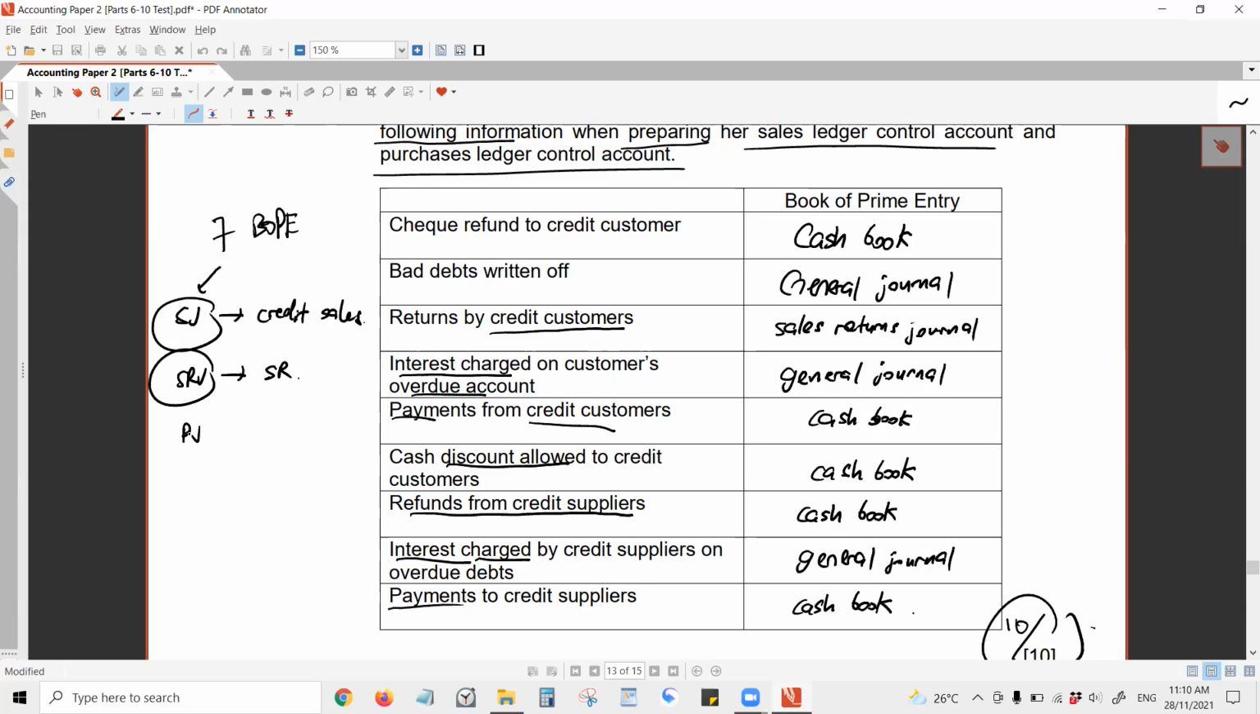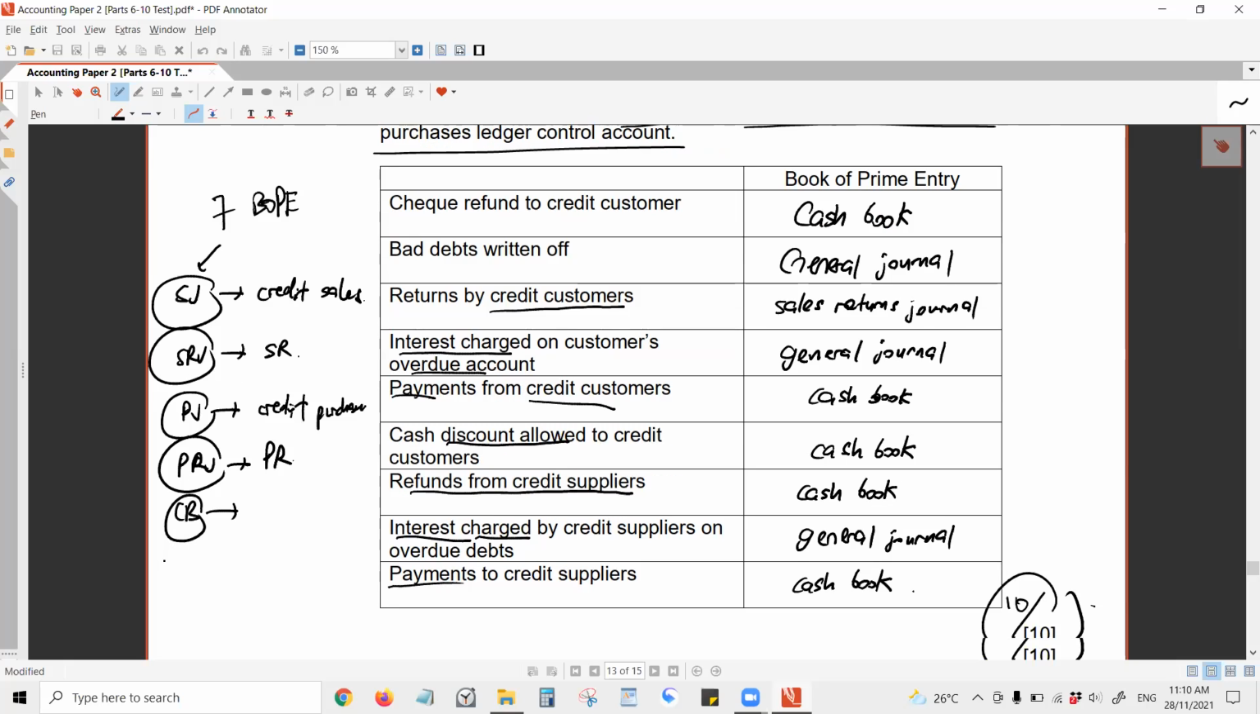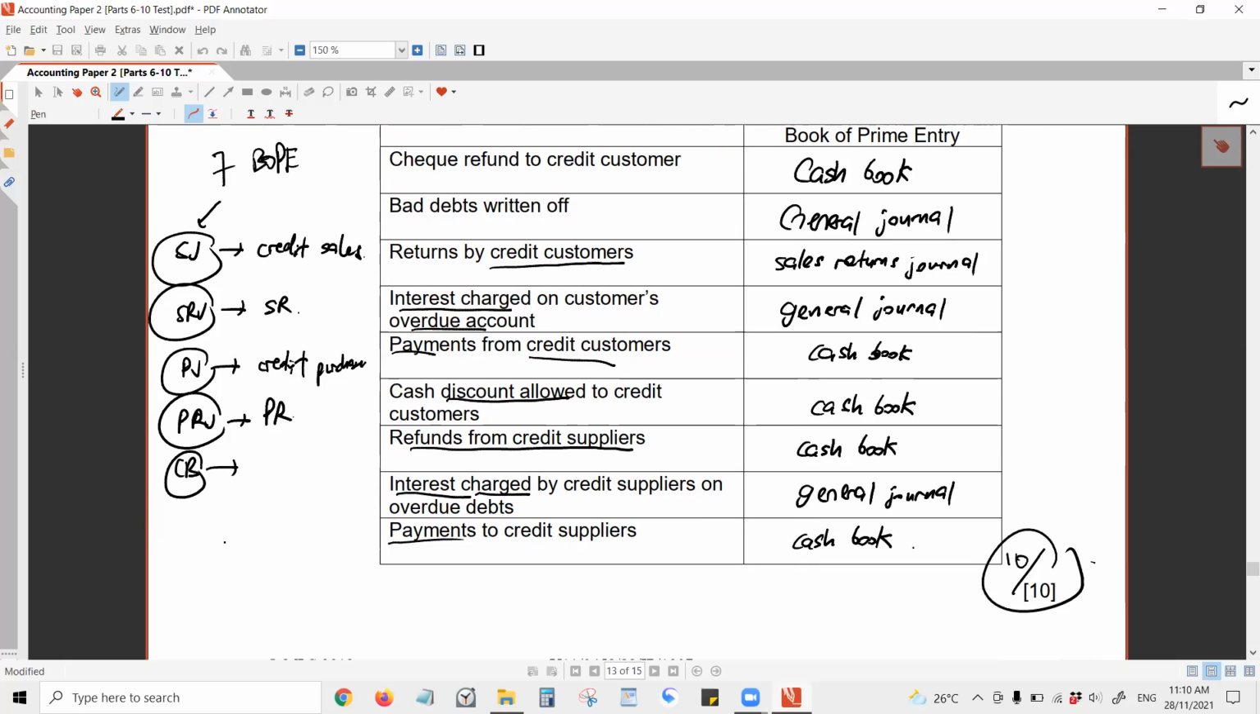And purchases journal, it gives you what? It gives you credit purchases. When you buy goods on credit, you look for the figure in the purchases journal. Purchases return journal, when you return goods back to the supplier. And cash book, when you receive money or make payment, you look for it in the cash book. And petty cash book involves payment of expenses that are small in amount.